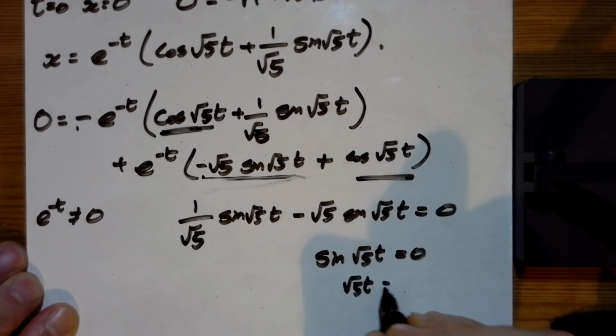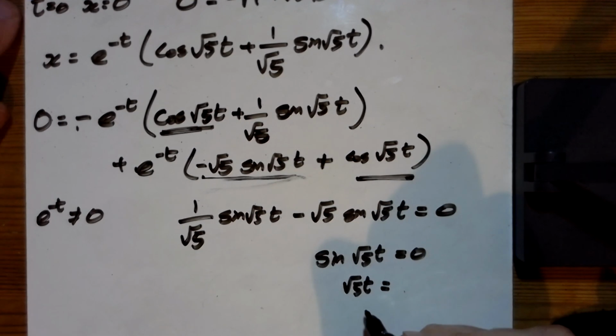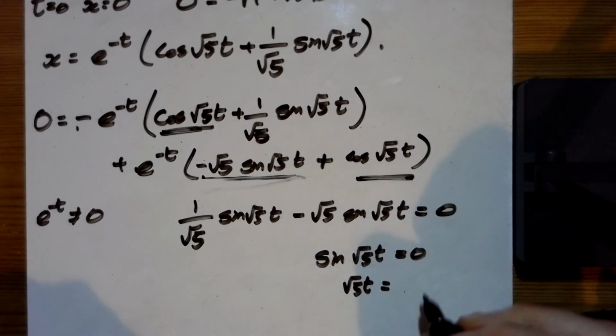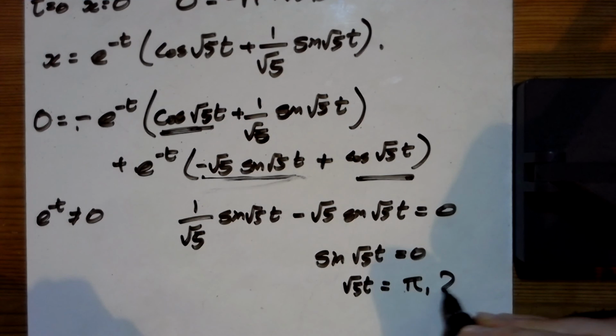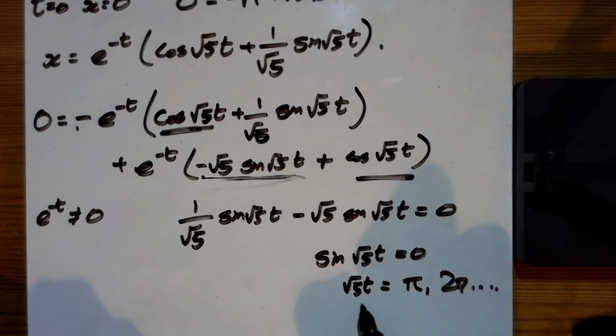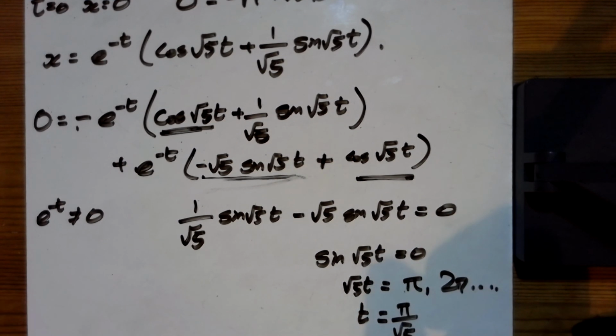And that will happen at 0, which is good because we wanted t equals 0 up here. So the other time it will happen is at pi and at 2 pi and so on. And we're asked for the first time it will happen, so that is pi over root 5. That is the very first time it will happen, so about 1.4 seconds in.